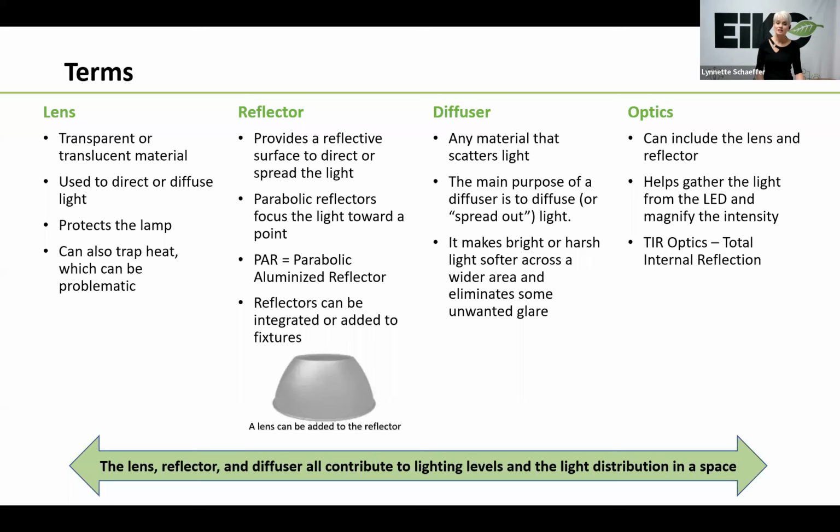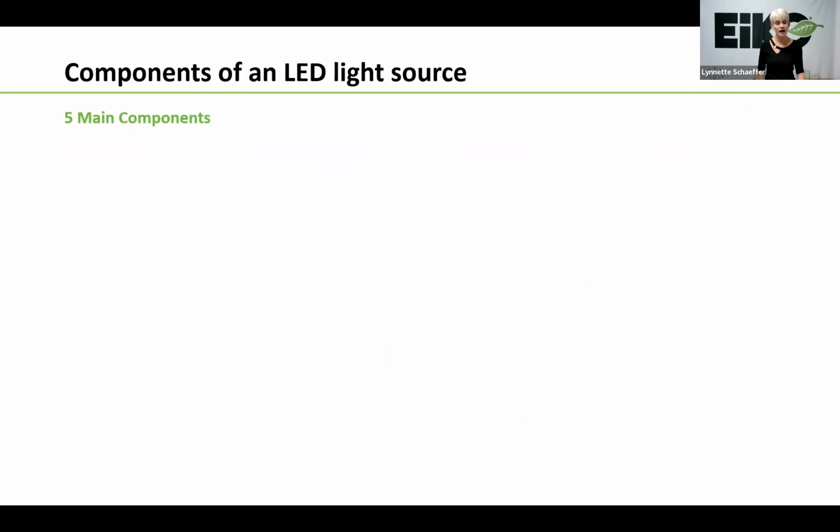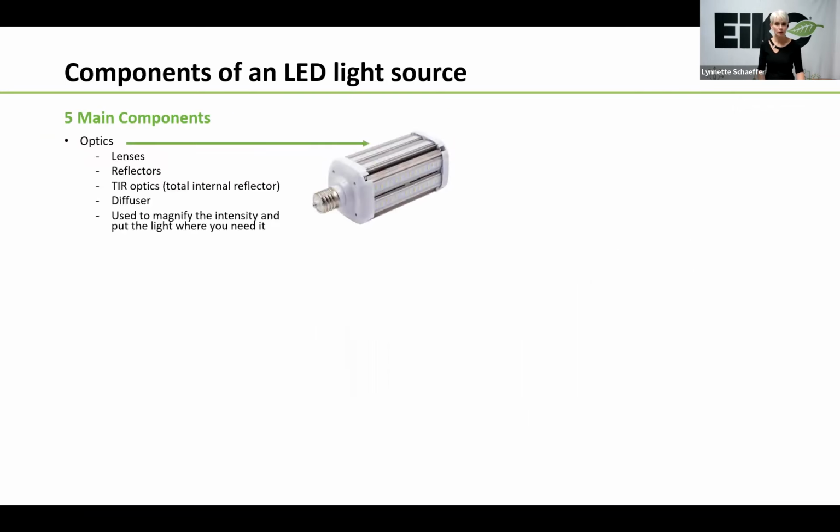All right, so now let's move into the components of an LED light source. There are 5 main components of an LED light source. The first component, whether it's a lamp or a fixture, is the optics. Some LED products, like this replacement area lamp, only have a lens, but other LED products will incorporate other optics such as a reflector, a diffuser, or the TIR optics I just talked about, which stands for total internal reflector. That just means that the lens and the reflector are together in one unit. Other LED products may also include a diffuser, and optics are also used to take the light, magnify the intensity, and direct it to the targeted surface.